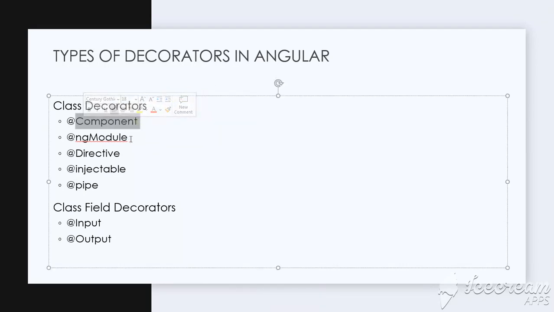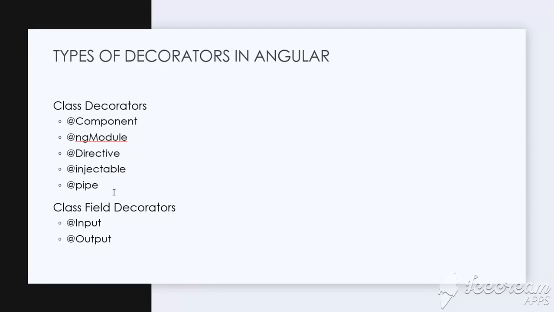Similarly, for these class level decorators, if you want to define a component, you use @Component decorator. If you want to define a module, you use @NgModule decorator. If you want to define a directive, you use @Directive decorator. If you want to use dependency injection in your class, you use @Injectable decorator. If you want to define a pipe, you use @Pipe decorator. So that is a bit of explanation of decorators in Angular.